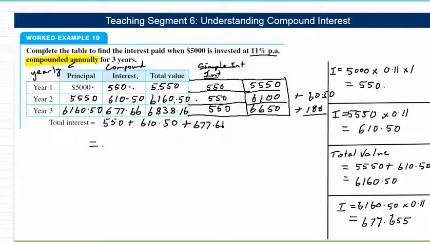Alright, so remember back at the start I said what we want to do. So the total interest will be 1,838.16. The interest using simple interest, if you add up 550, you get 1,500, you get 1,650.